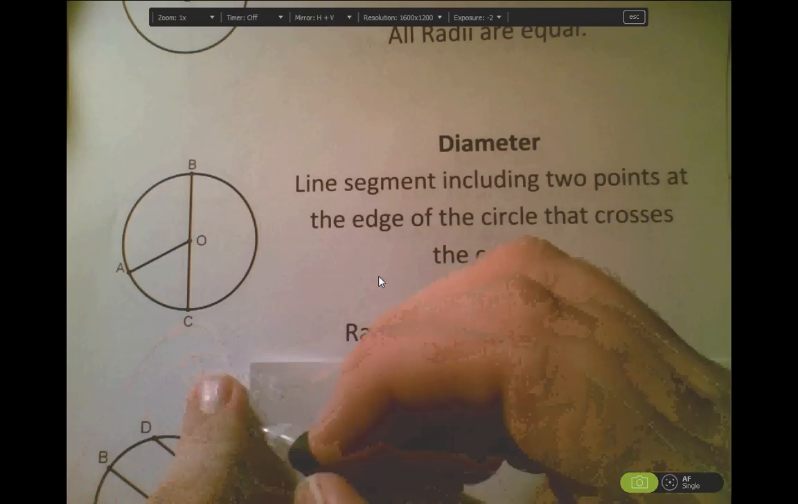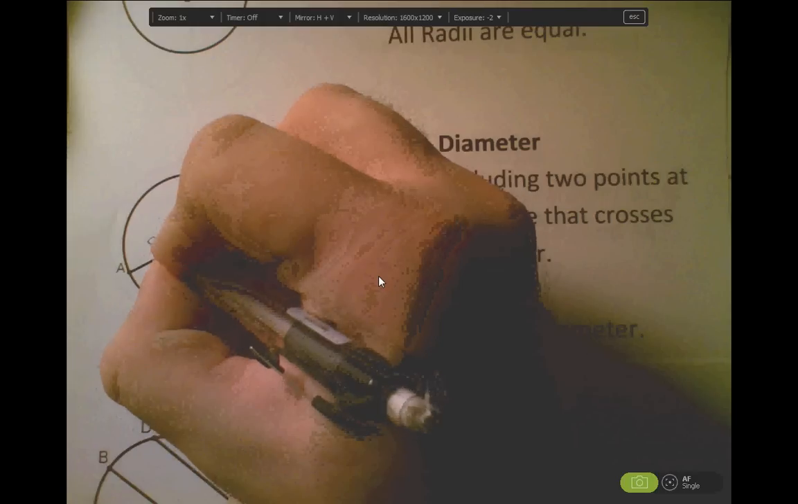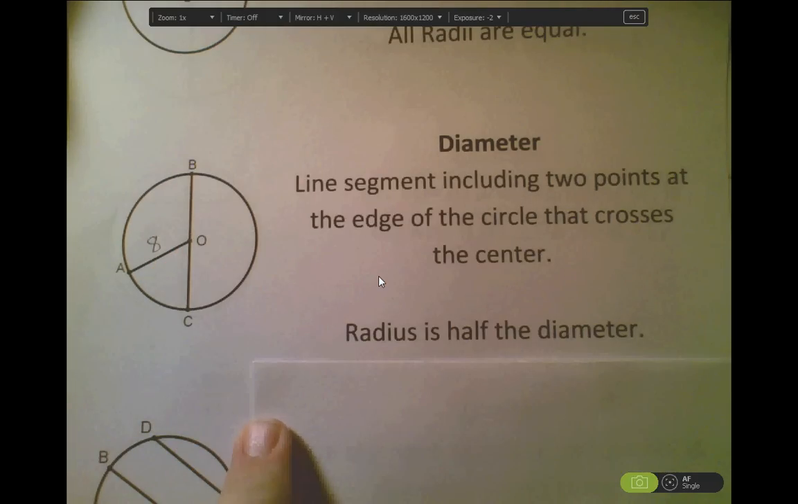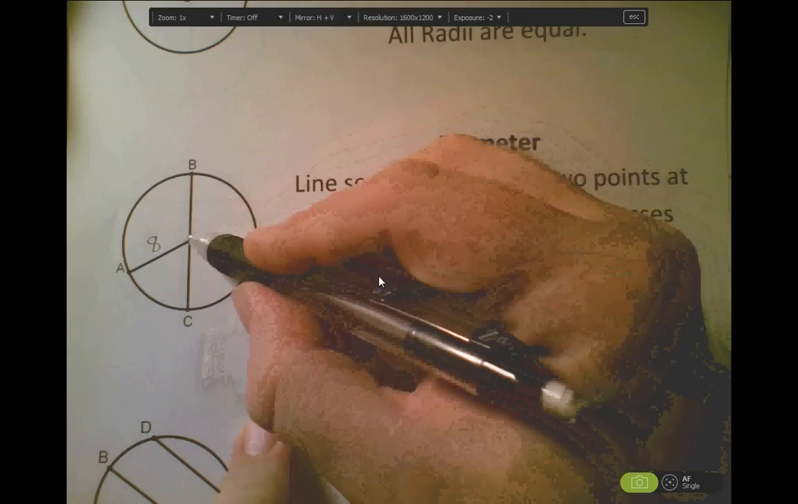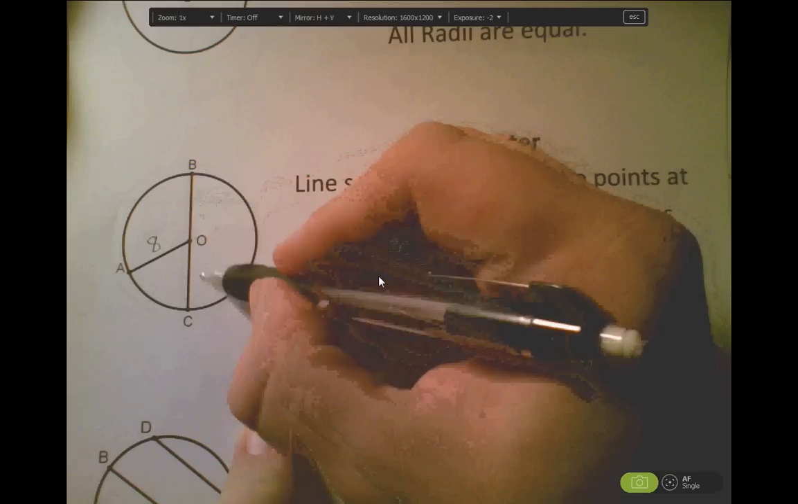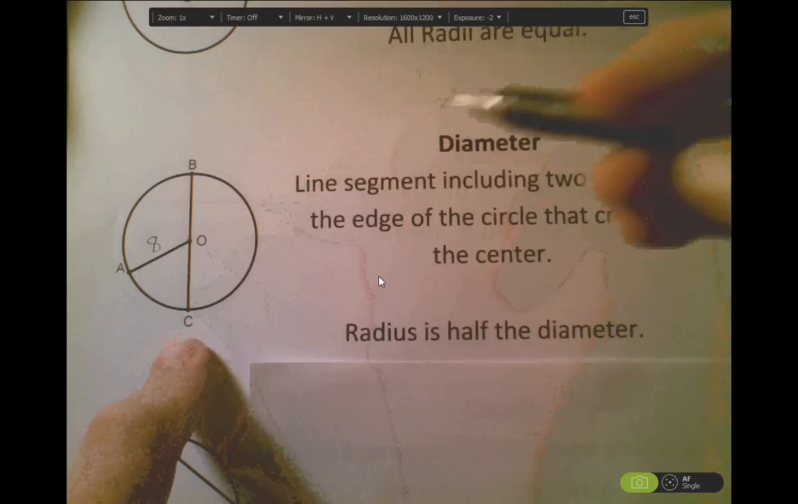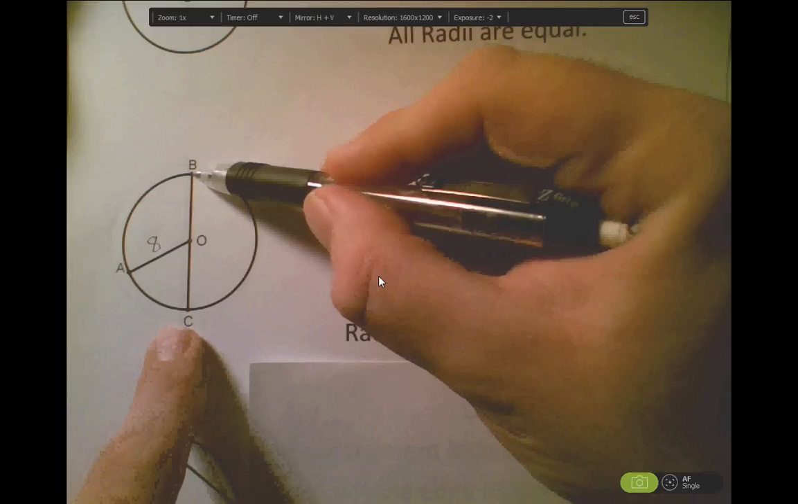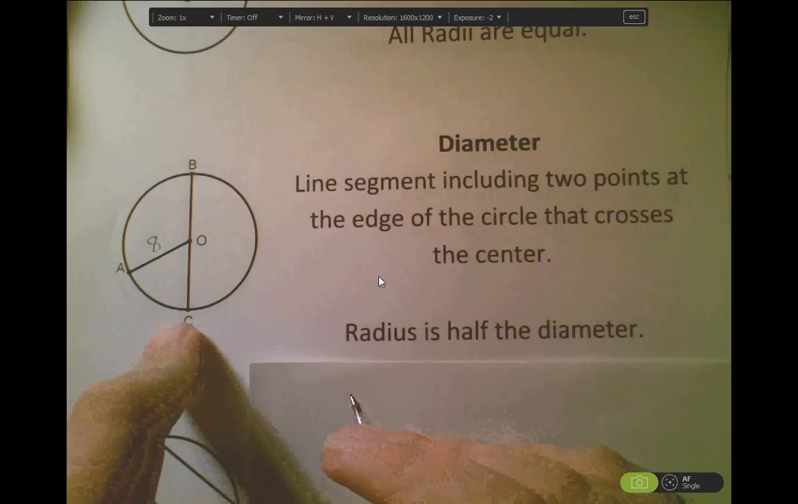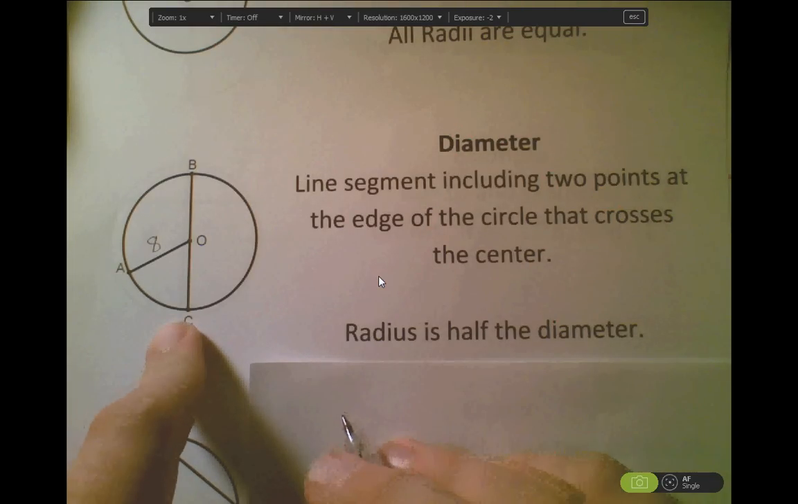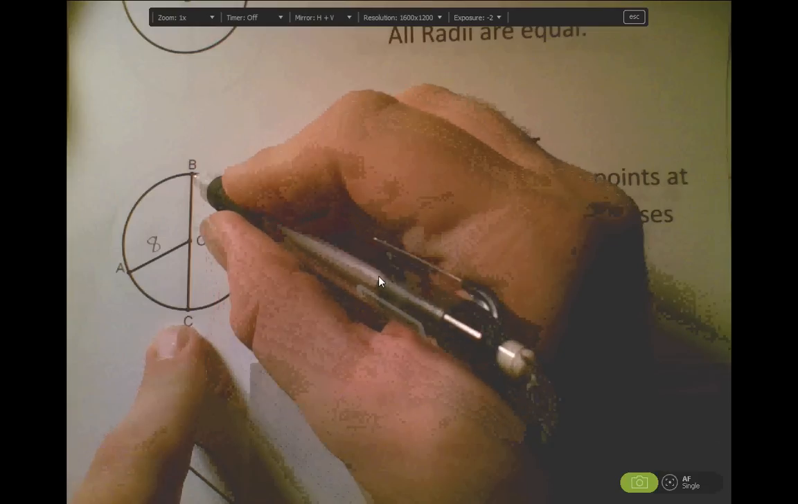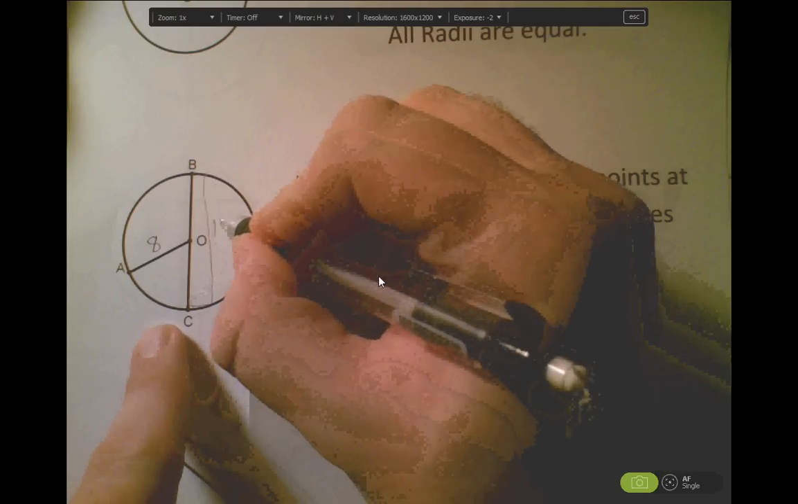Now, if I said the radius of this circle is 8, then I can say OB is going to be 8 and OC is going to be 8. But as I'm looking for the diameter, BC, I can just use my brain: 2 times 8 is 16, so the diameter of this is going to be 16.